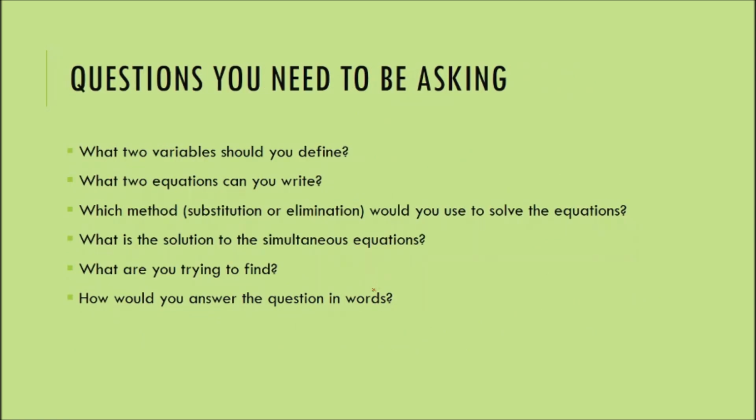So the questions that you really need to be asking. Now I would take a pause and just perhaps copy this down. You need to be figuring out what two variables you should be defining. What is the question asking? Is it cats or dogs? Is it girls or boys? Is it high school or primary school kids? What two equations can you write with your variables? You have to do these in order, and we're going to go through questions that run through each step.